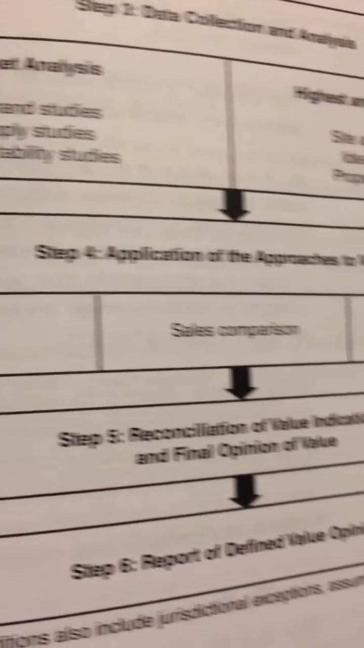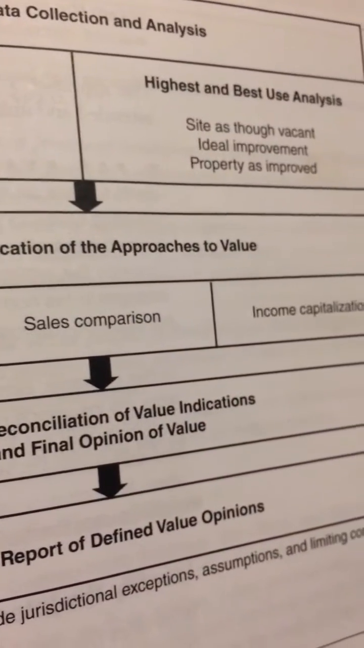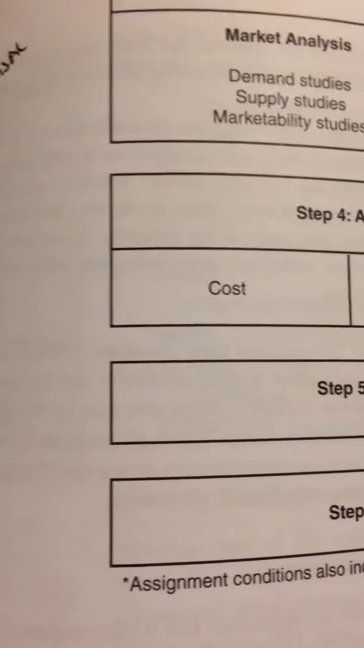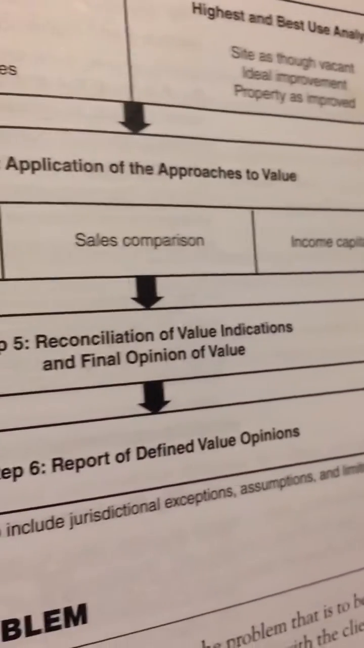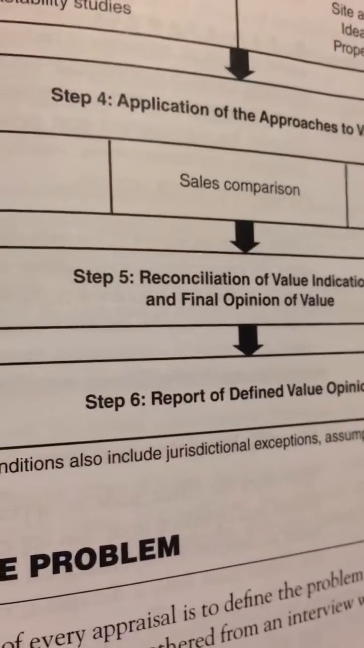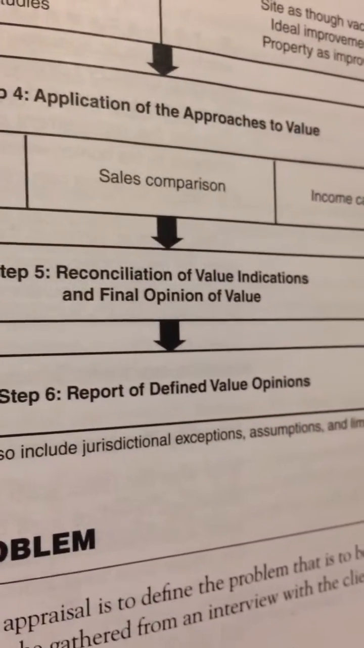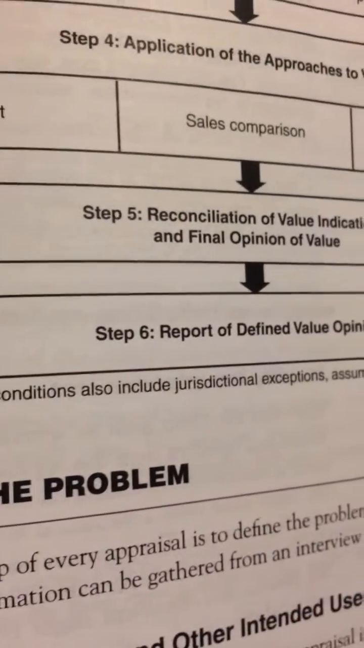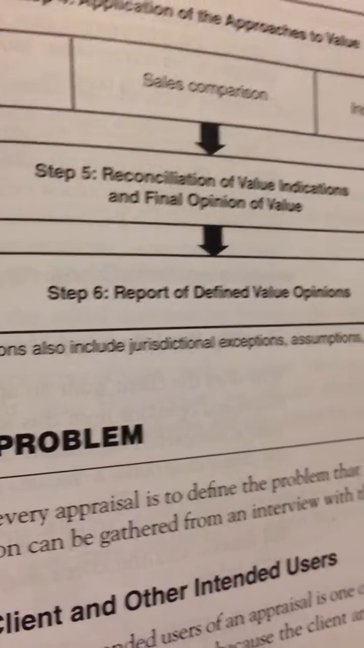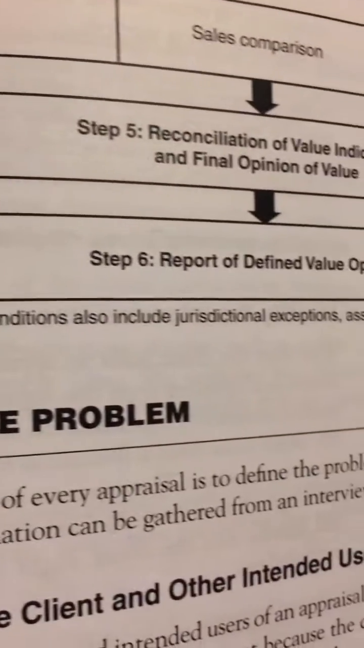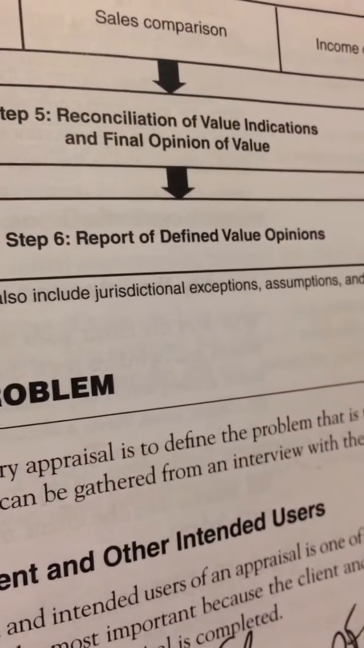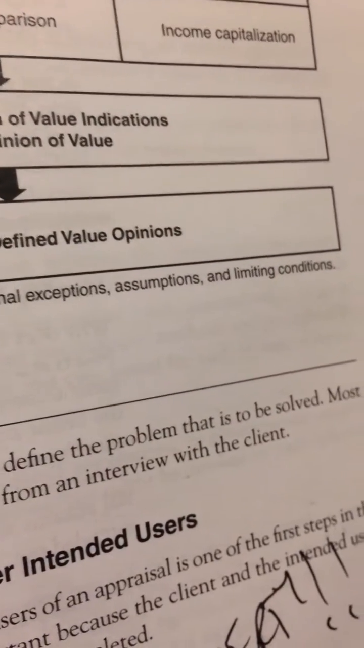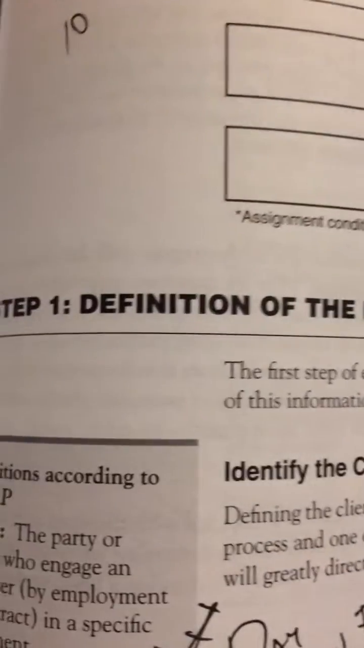Down from that, you go to step 4, application of the approaches to value. You got the cost, sales comparison, and income capitalization approach. Underneath that, you got step 5, reconciliation of value indications and final opinion of value. Step 6, report of defined value opinions. Assignment conditions also could include jurisdictional exemptions, assumptions, and limiting conditions.